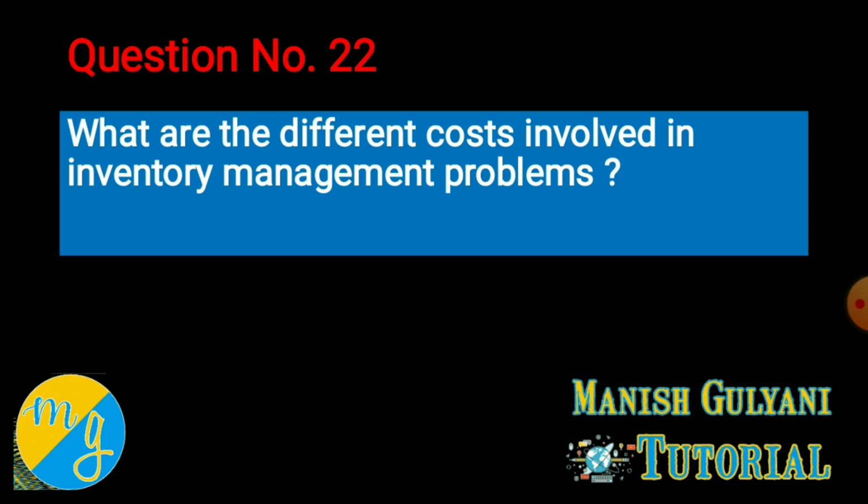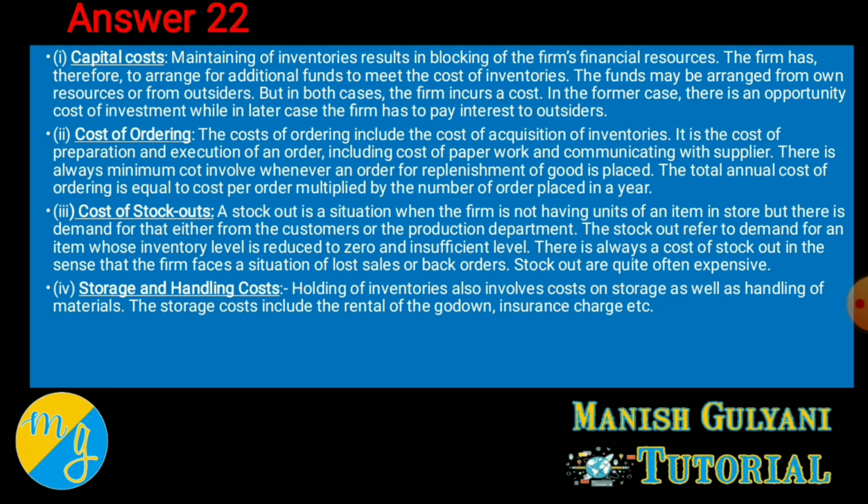Next question, what are the different costs involved in inventory management system? I already explained this question under inventory management theory, EOQ, and the last year university question paper. Most important question. There are mainly four types of cost: capital cost, ordering cost, stock out cost, storage cost.